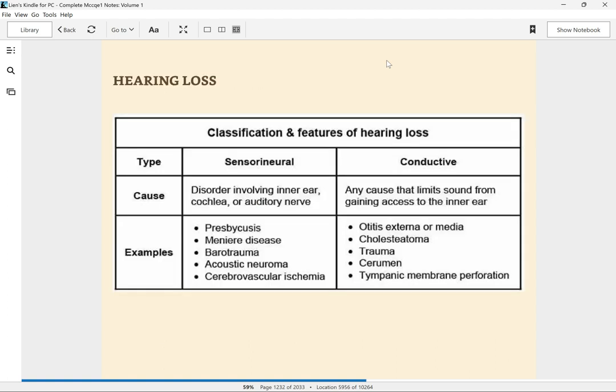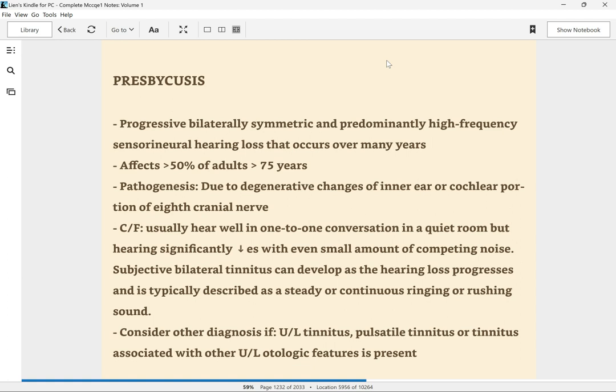Hearing loss. Presbycusis: progressive, bilaterally symmetric, and predominantly high-frequency sensorineural hearing loss that occurs over many years, affects 50% of adults over 75 years. Pathogenesis: due to degenerative changes of the inner ear or cochlear portion of the 8th cranial nerve. C/F: usually hear well in one-on-one conversation in a quiet room but hearing is significantly decreased with even a small amount of competing noise.